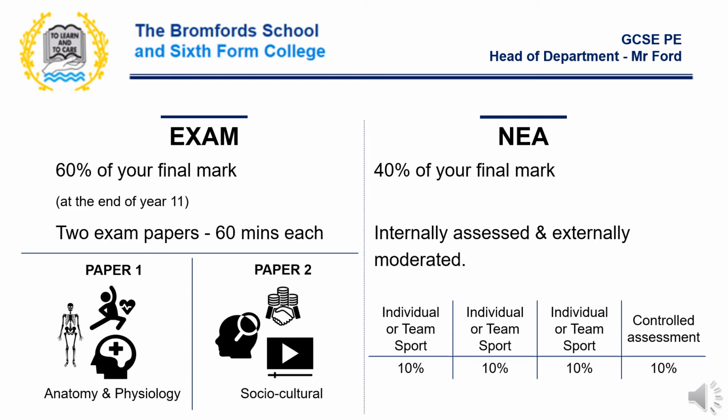When we look at the NEA, this is 40% of your final mark, and this is internally assessed by ourselves and then externally moderated at the end of year 11. You'll have a choice of 3 sports and then 1 controlled assessment. You can combine the types of sport you choose. So for instance, you could do 2 individual and 1 team, 2 team and 1 individual. But what you can't do is just do all individual or all team.